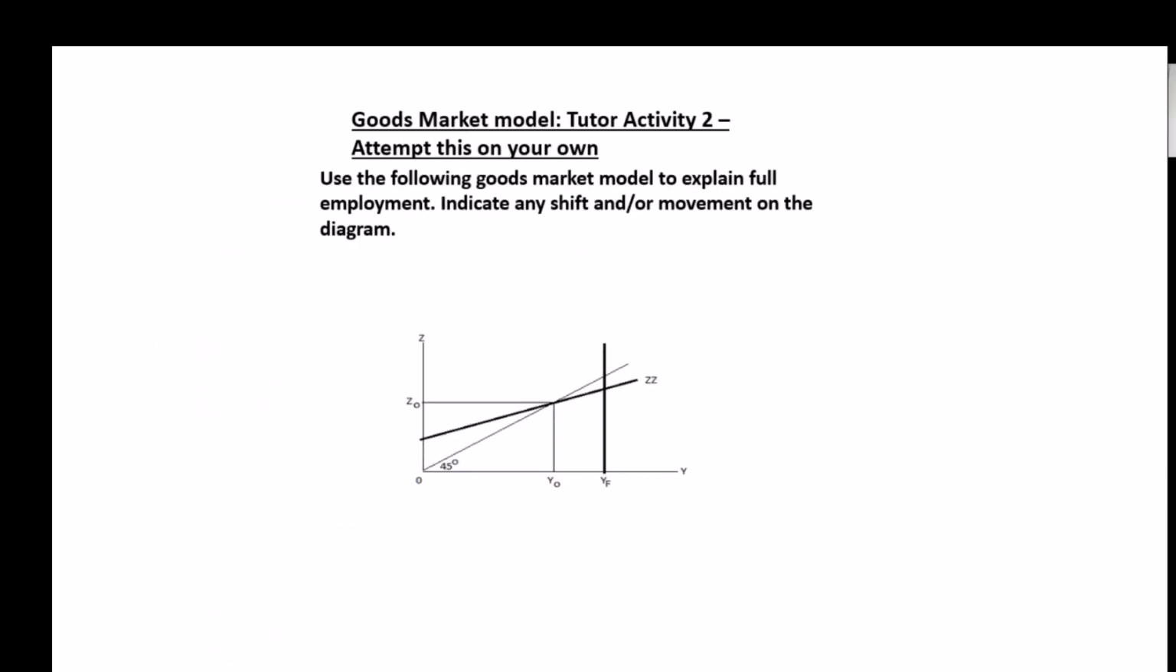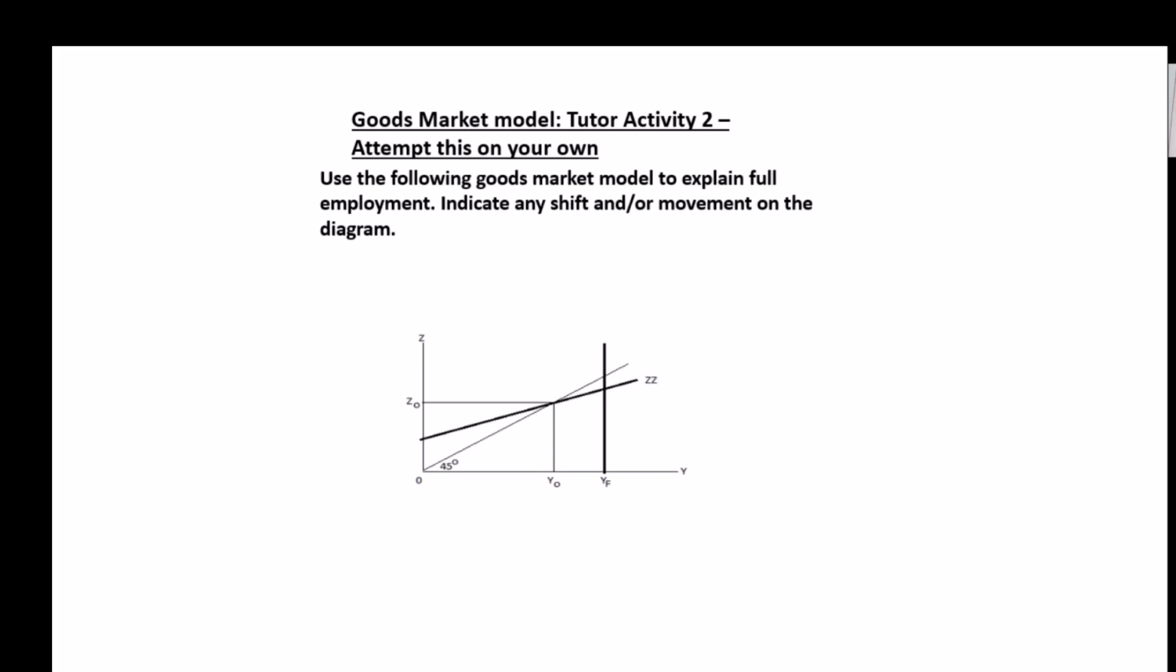Right, now to the activity 2, let's just do this together. Right? Use the following goods market model to explain full employment. Indicate any shift and or movement on the diagram. Right, on the vertical axis, you got your demand for goods and services Z. On the horizontal axis, you've got your level of income and output Y.